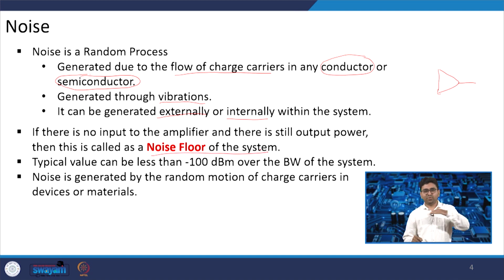You will get some noise floor across the bandwidth. This is typically less than minus 100 dBm for the bandwidth of the system, and it can go up to a value of minus 174, that we will see more in detail in this class. And noise is generated by a random motion of charge carriers in devices or materials. So, these are the basic various definitions of noise in various literature you can come across. Now, what are the sources of noise, that we will see in the next slide.